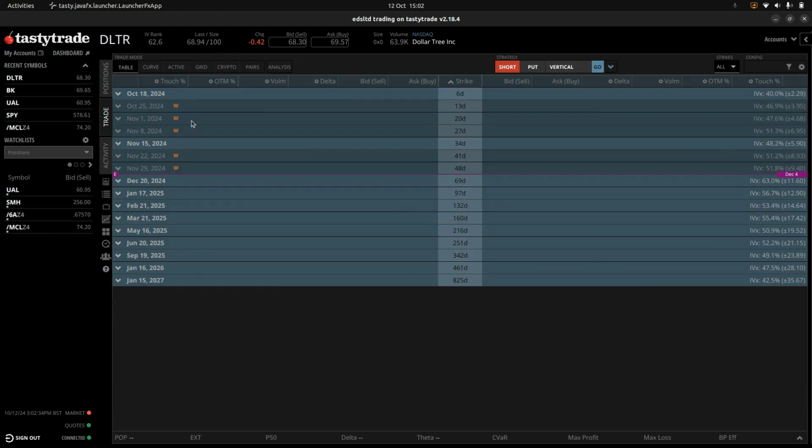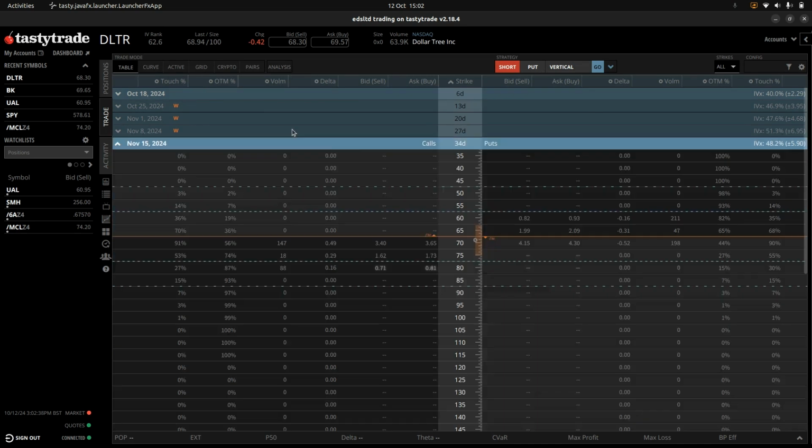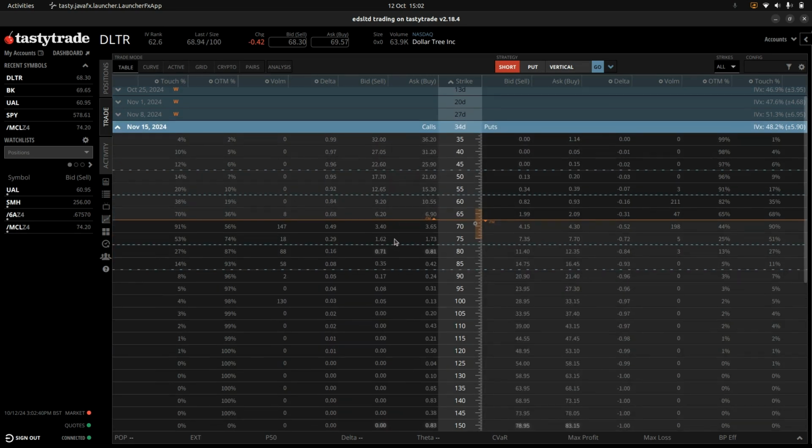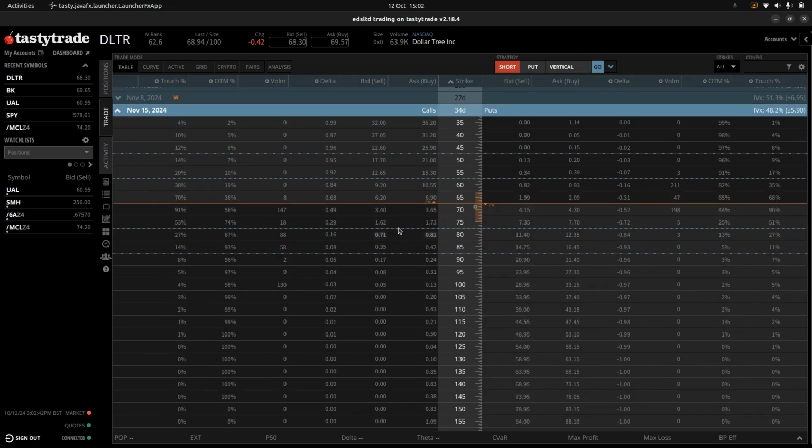So if you go over to Dollar Tree, we can open up the November 15th expiration as we've already discussed. And we are now presented with the options chain. This orange horizontal bar shows you where price currently is with respect to the strikes, and this vertical orange bar shows you what the expected move is of Dollar Tree over the next 34 days.